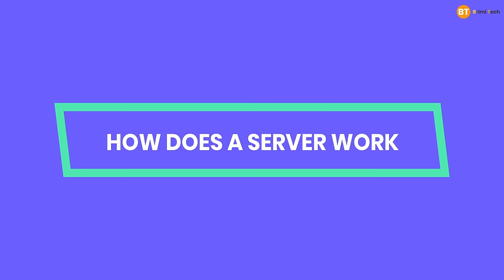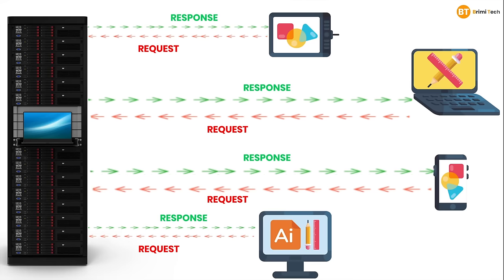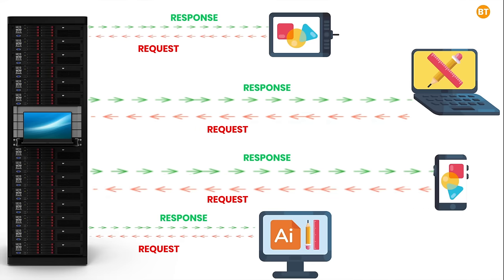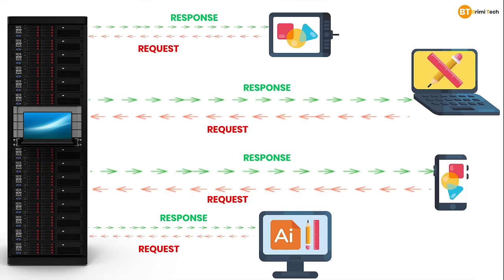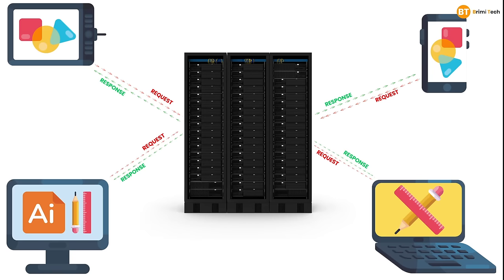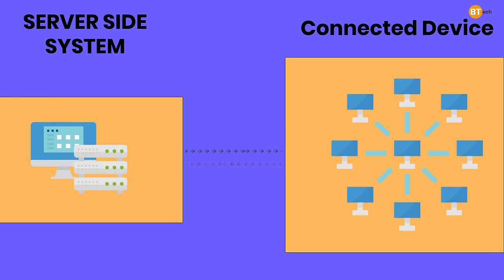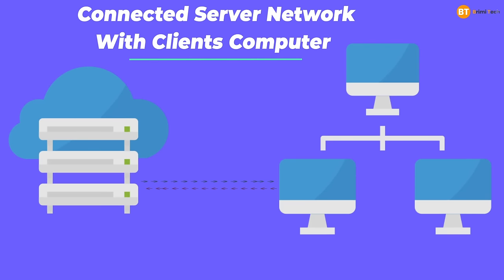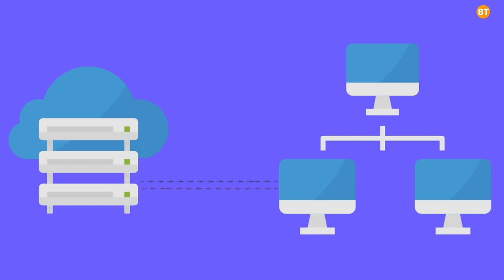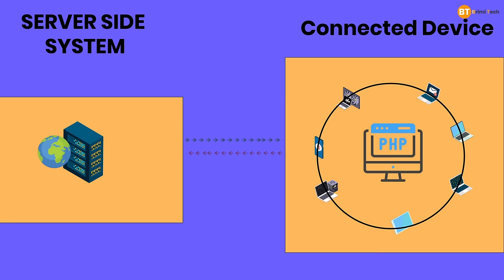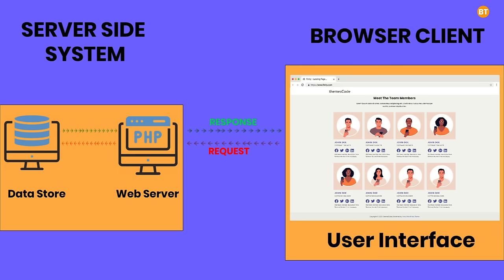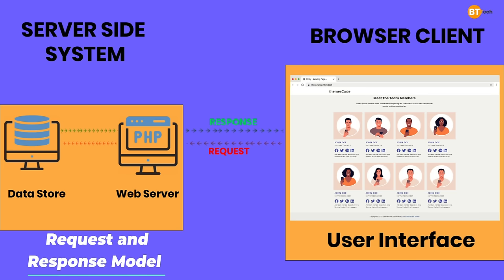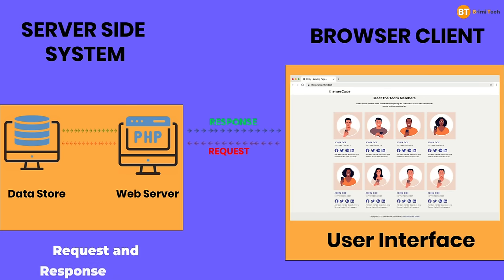How does a server work? To act as a server, the computer system should be able to receive the request from the clients via a network connection. When a client needs functionality or information from a relevant server, it sends a request via a connected network. Upon receiving this request, the server provides the requested information. That's how a client and a server can communicate with each other. This process is called the request and response model, as well as the call and response model.